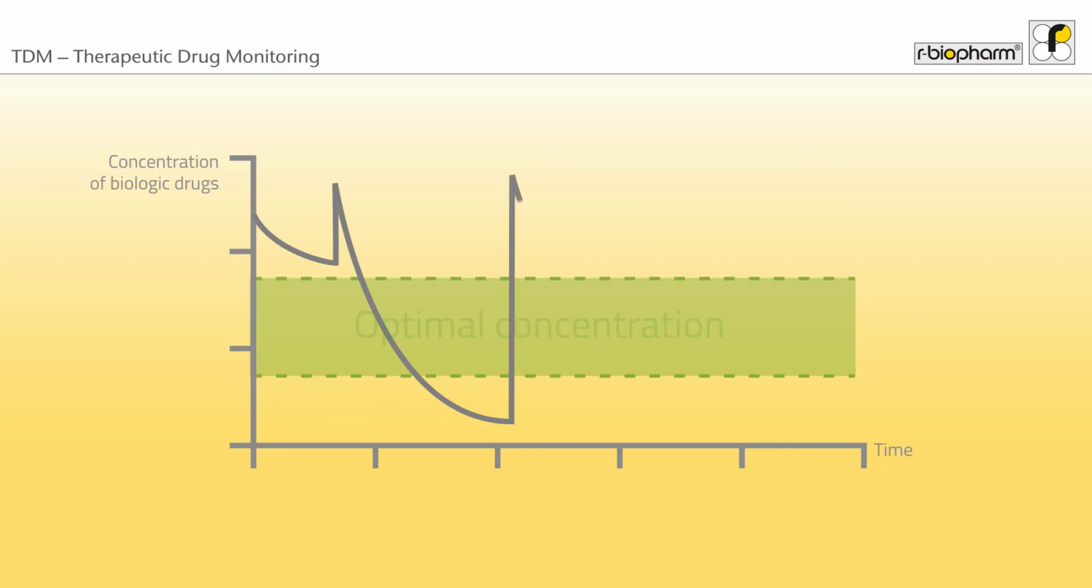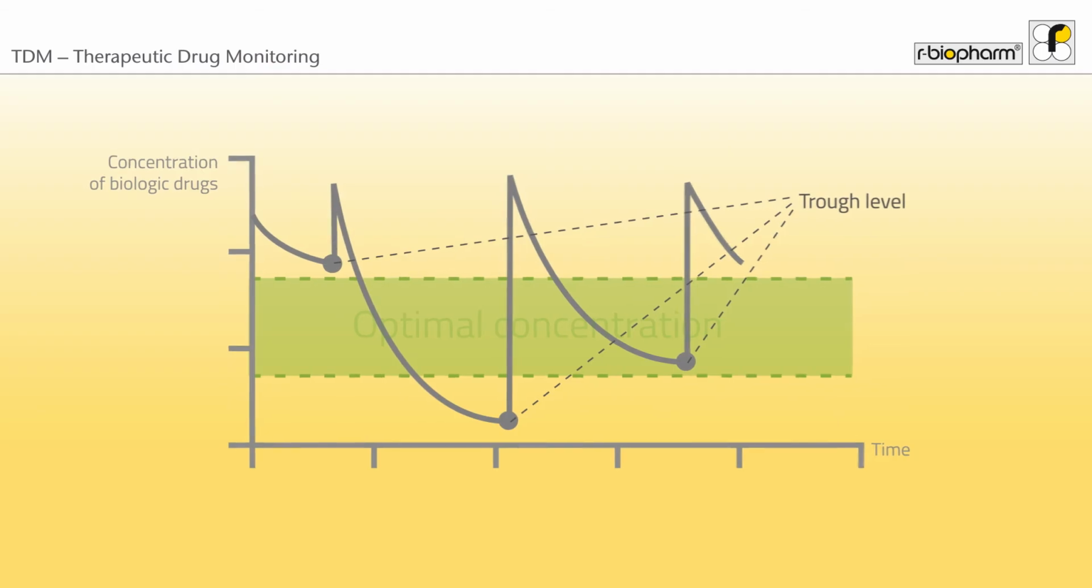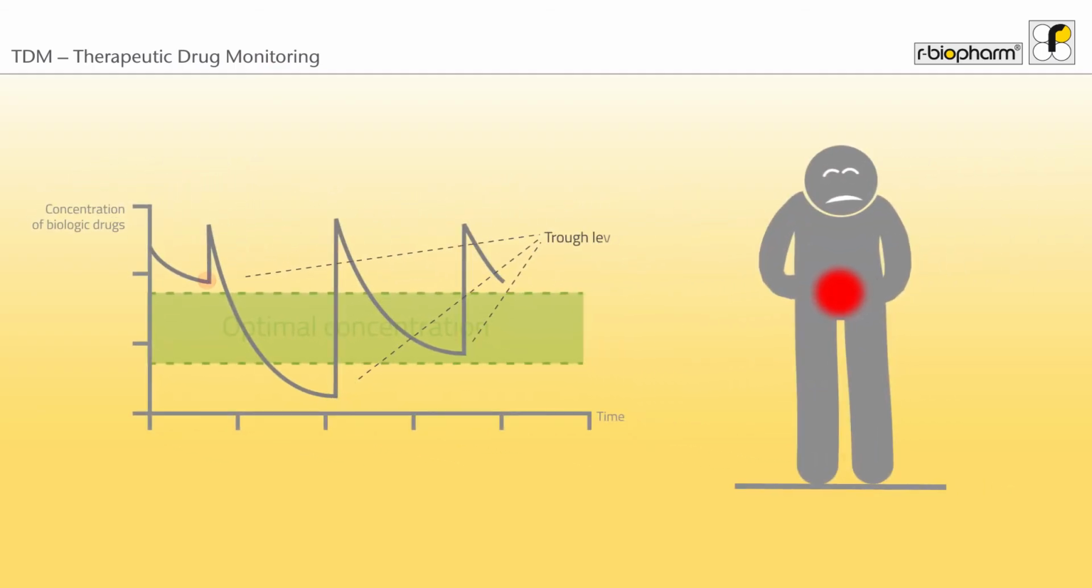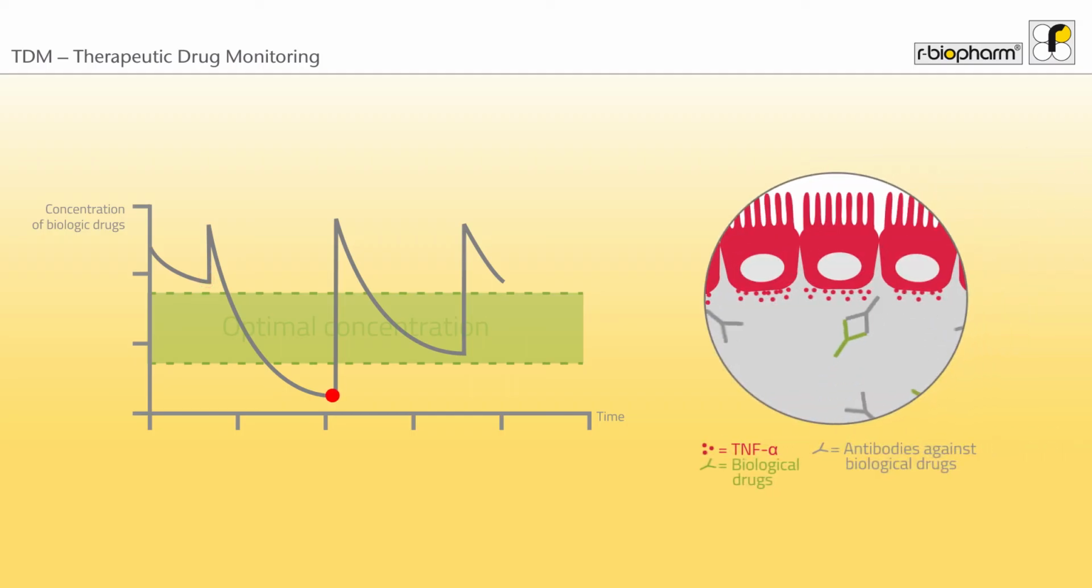The right time point to draw blood is just before the next drug dose is being administered. By this, the trough level concentration is determined, and based on the result, the dosage can be adapted to avoid a suboptimal concentration of biologics in the patient's blood. If the concentration is too high, the risk of side effects increases. If the drug concentration is too low, the risk of developing antibodies against the drug increases, which might result in a loss of response over time.